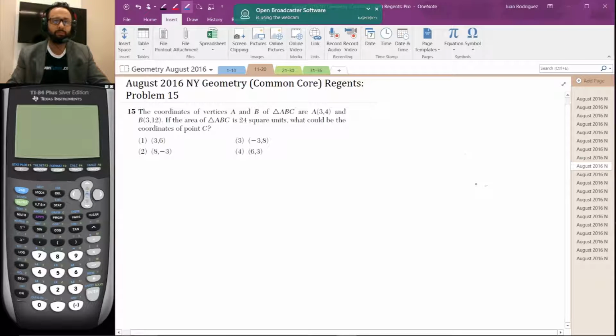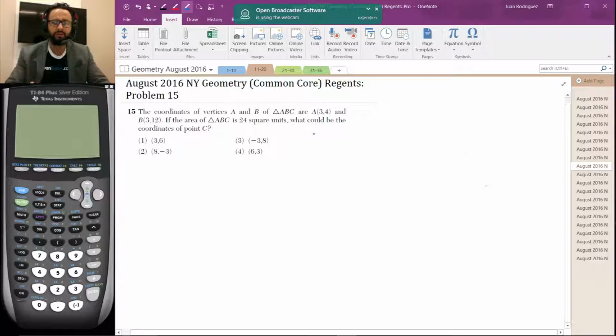So here's the problem. The coordinates of vertices A and B of triangle ABC are A(3, 4) and B(3, 12). If the area of triangle ABC is 24 square units, what could be the coordinates of point C? The choices are (3, 6), (8, -3), (-3, 8), or (6, 3).